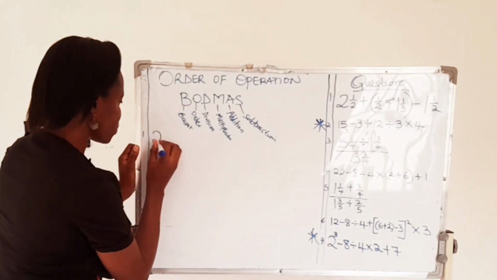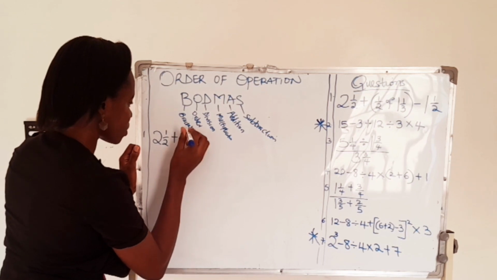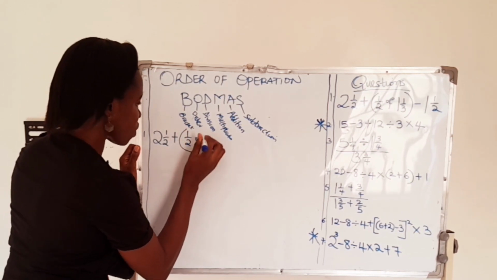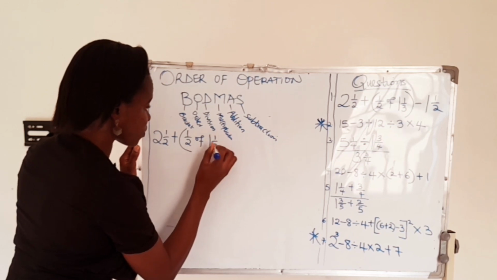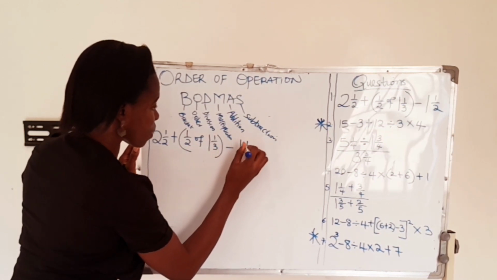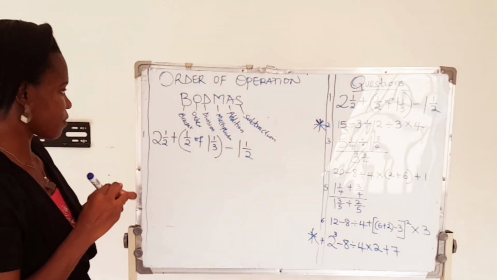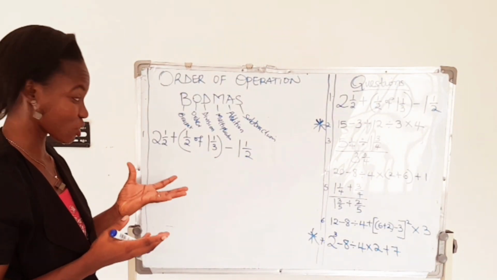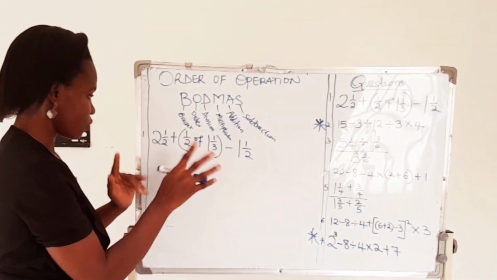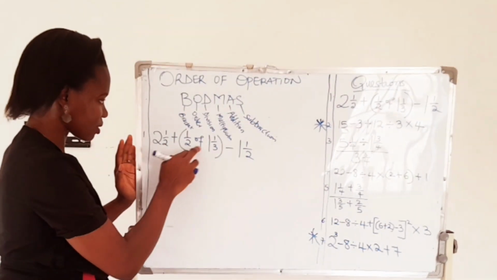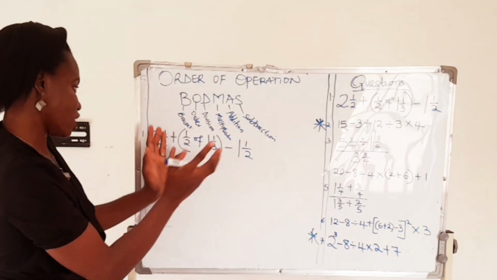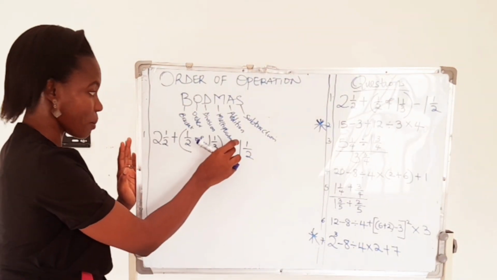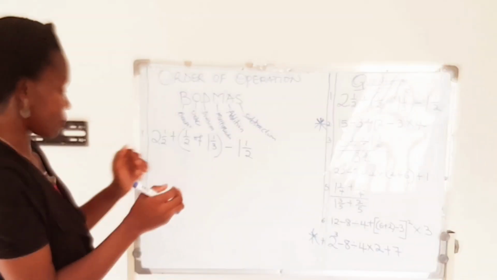Number one says 2 whole number 1 over 2 plus bracket 1 over 2 of 1 whole number 1 over 3 minus 1 whole number 1 over 2. Okay, we look at this, we have 4 operations here: addition, brackets, of, and minus. But majorly we have addition, brackets, and minus, because this bracket has already told us that whatever we have inside here, we solve it. So the bracket has already encompassed this of.